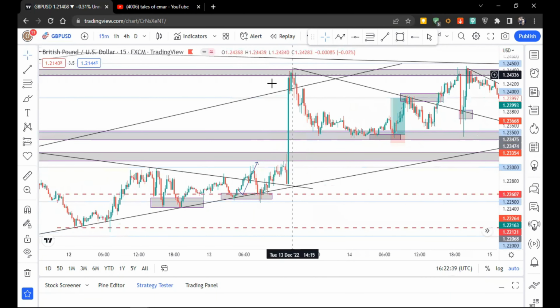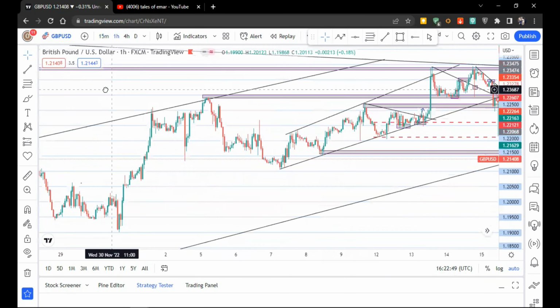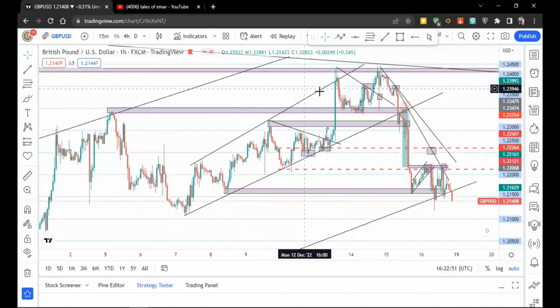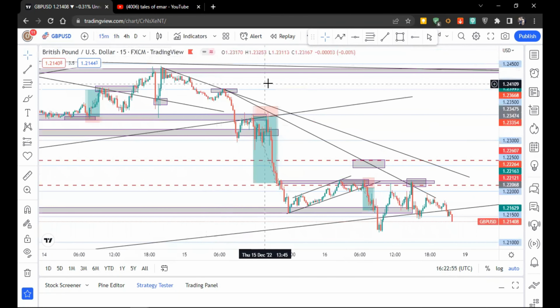And there's this channel, the upper line of the channel. Remember it? It's here. So it's not that, it's here. So it bounced from there. Let's go on. So it came back here the next day.